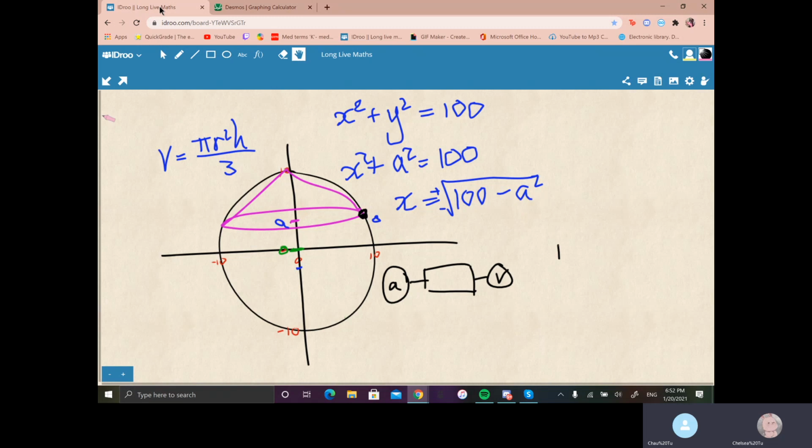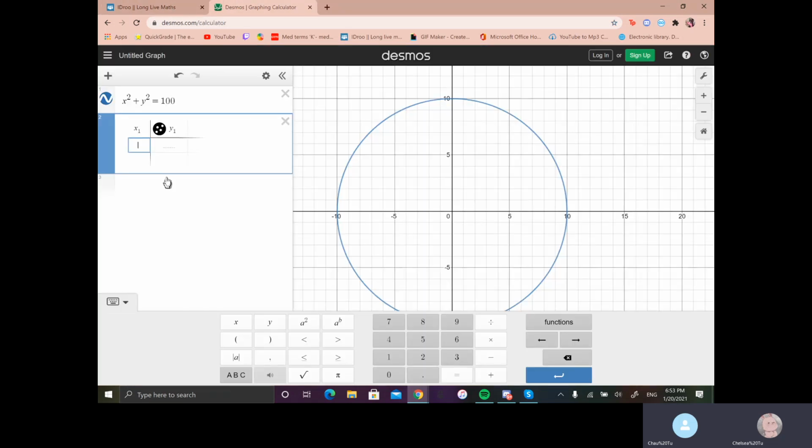There are two versions, meaning the positive version would give you all the x's to the right-hand side, and the negative version would give you all the negative ones. But we don't really care about the negative. We just want the positive so that we can draw our cone. So we can discard the negative square root. Is that okay? Yeah. So now, add your slider A.